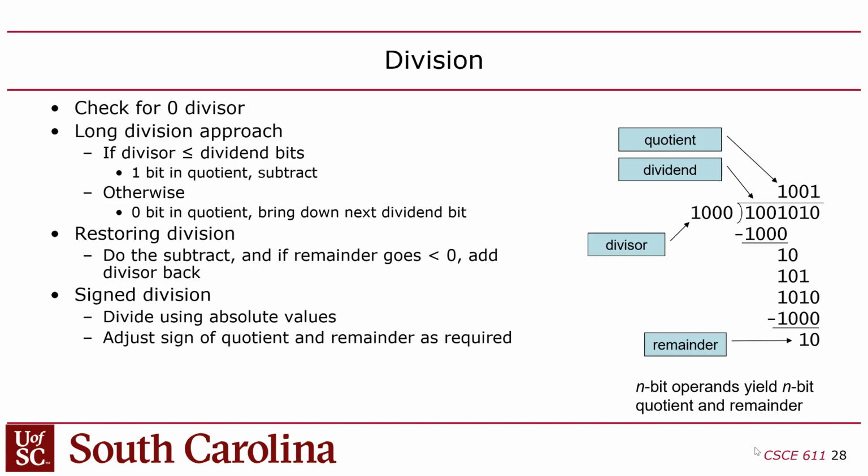You've got your dividend, which is like the numerator, right? That's the number you're dividing. And then you've got your divisor, which is the denominator, right? And basically what you're doing is you're taking the divisor and subtracting it from the dividend. You're subtracting it multiple times, right?